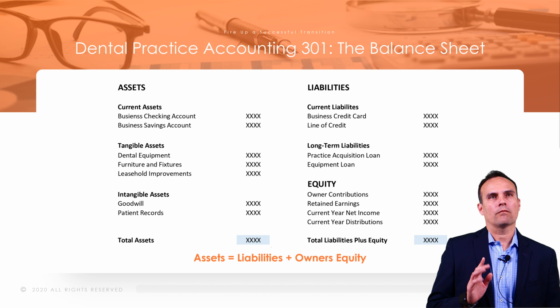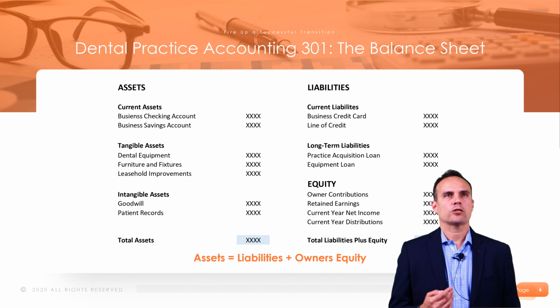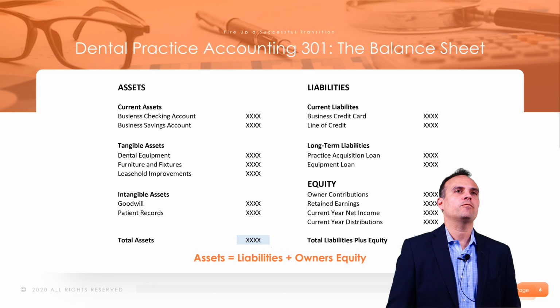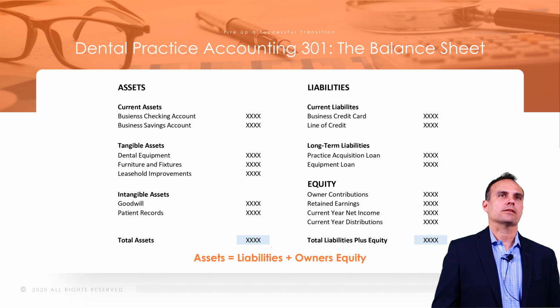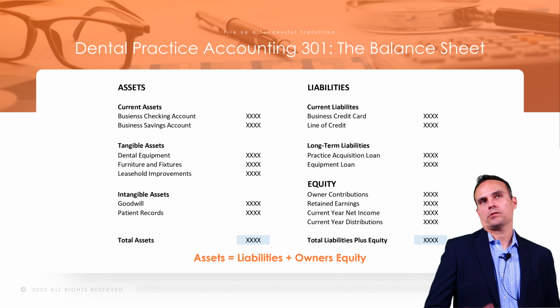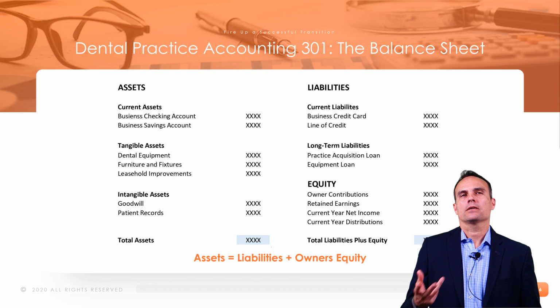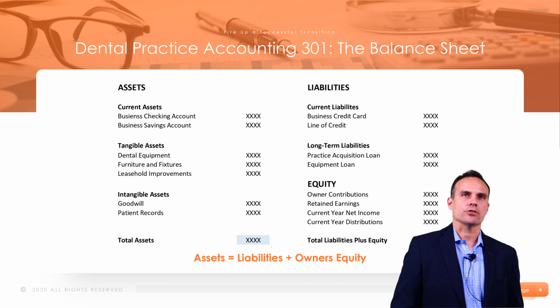So right here I'm showing the left-hand side of the balance sheet, which is assets, things you might expect. Cash account balances, and then the assets you bought when you bought the practice, tangible and intangible assets. And on the right-hand side is the financing that you used to buy these assets or fund them. So liabilities or debt, like credit card or your practice acquisition loan.